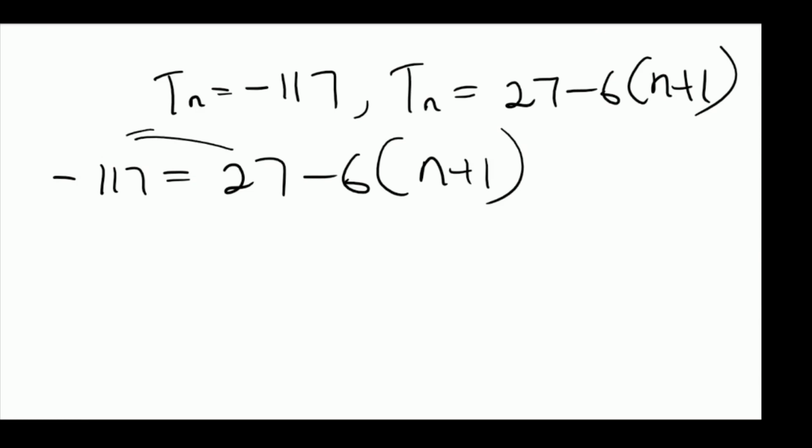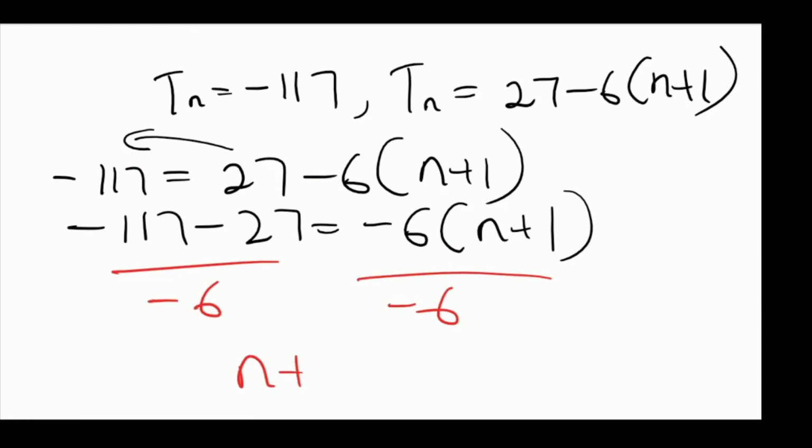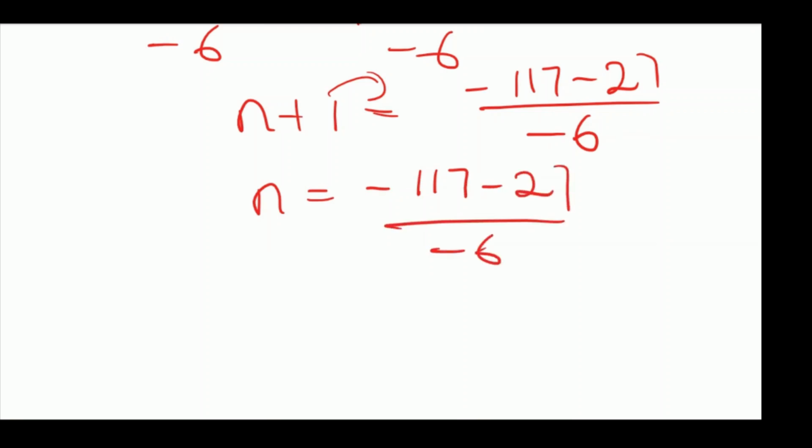Then you're going to transpose the 27 to the other side. We have minus 117 minus 27 equals minus 6 into n plus 1. Then you're going to divide by minus 6, divide by minus 6. We have n plus 1 equals minus 117 minus 27 over minus 6. Then you're going to say n equals, so you're going to transpose the 1 to the other side. You have minus 117 minus 27 over minus 6, minus 1. So your n value is going to be equal to 23.